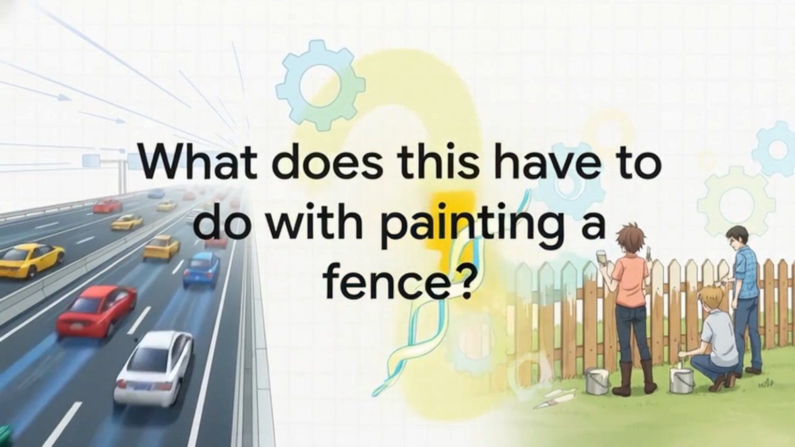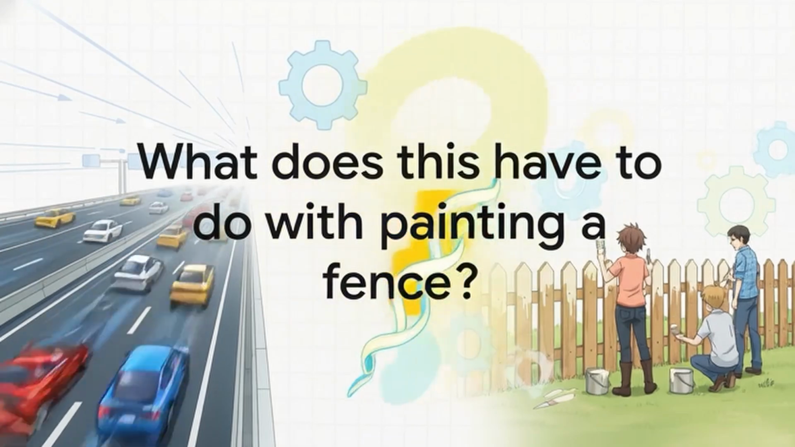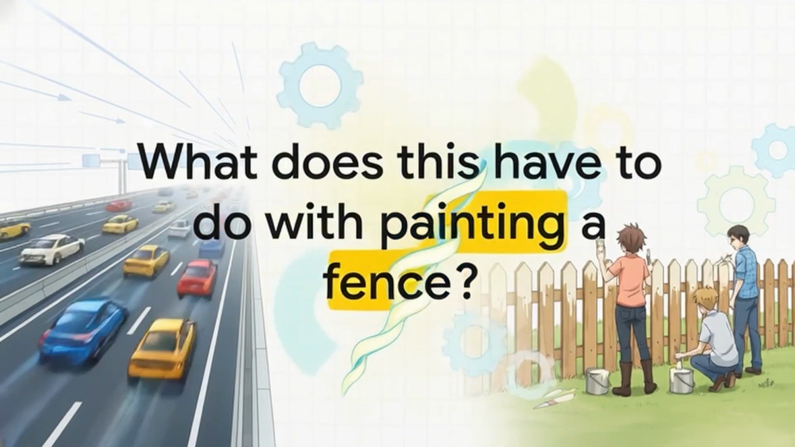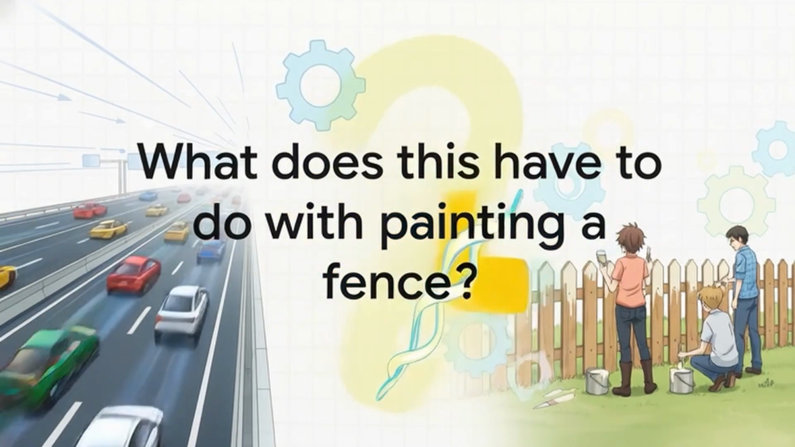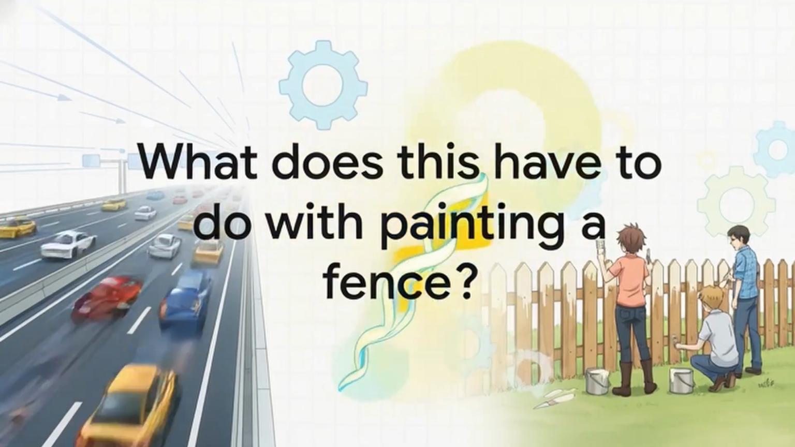But that's the big question, isn't it? What on earth does driving a car have to do with two people painting a fence? One's about speed and highways. The other's about, well, chores. They seem like they're from totally different planets. But here's the crazy part. They're not just similar, they are exactly the same.